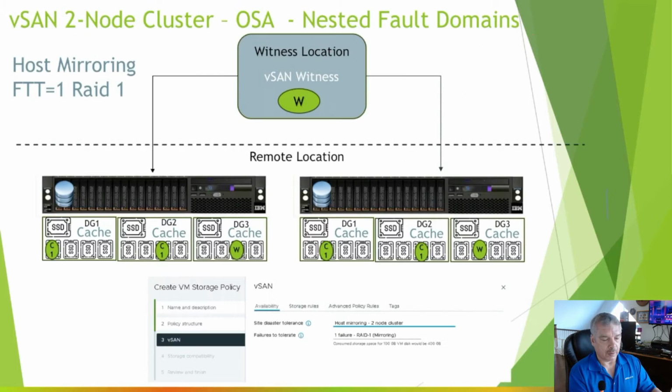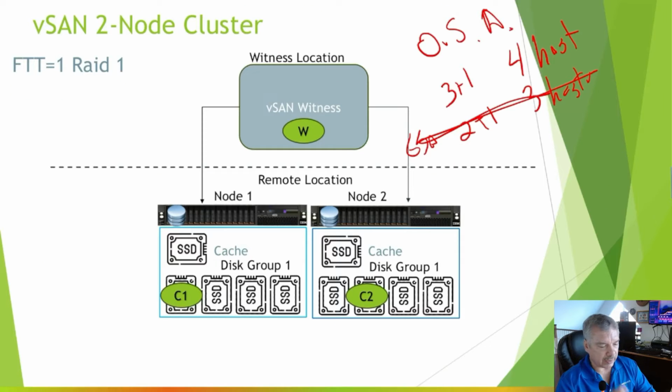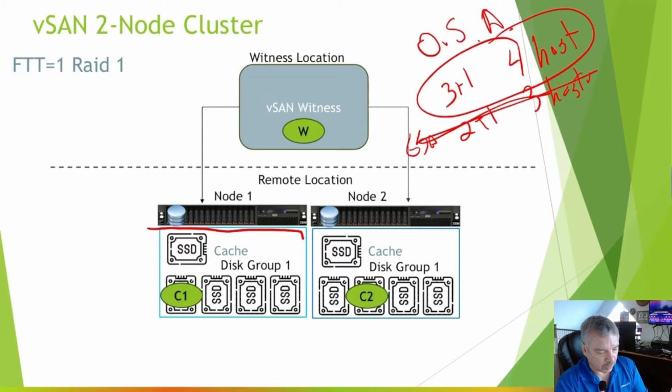So let's take a look at fault domains. In this example, let's say this is my 2-node cluster. I can't do RAID 5. I don't have enough hosts here, so it won't let me do it. Now notice this example. I've got a disk group.